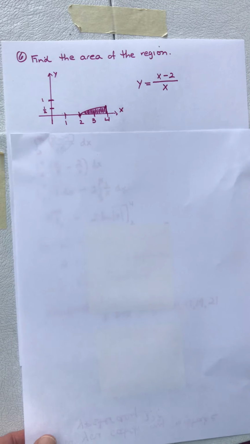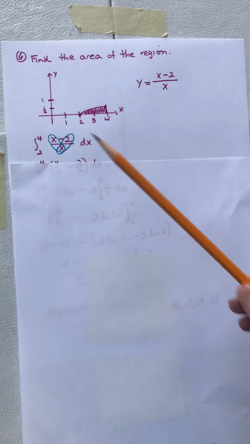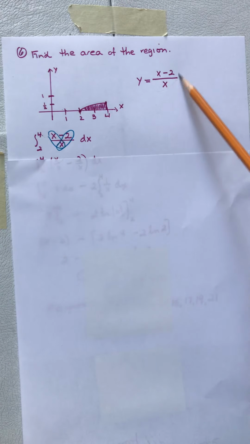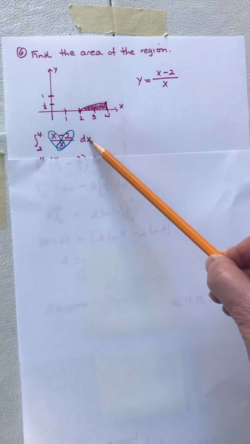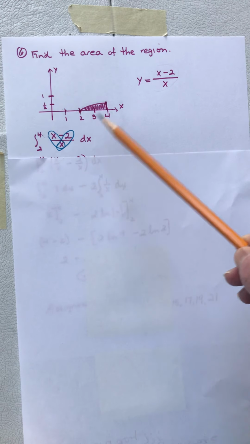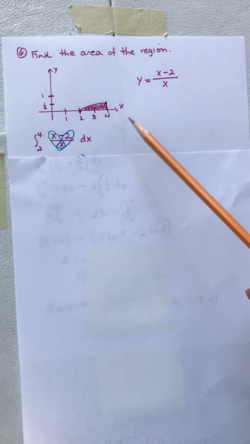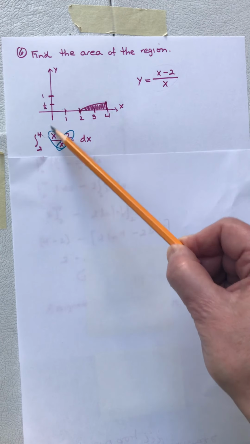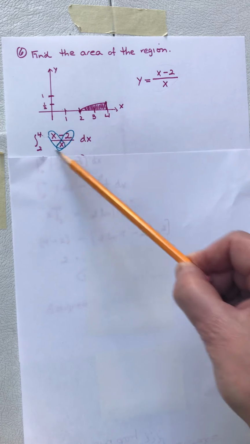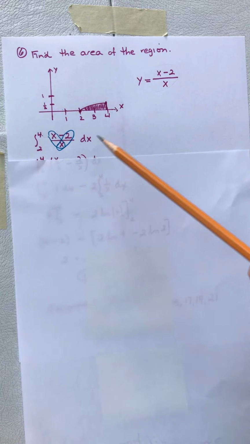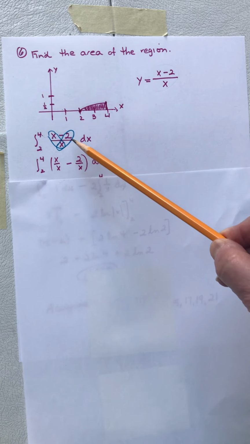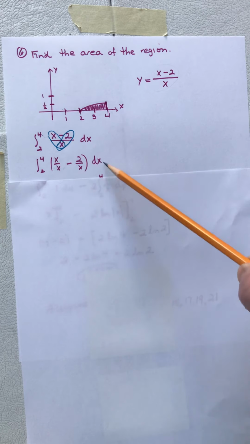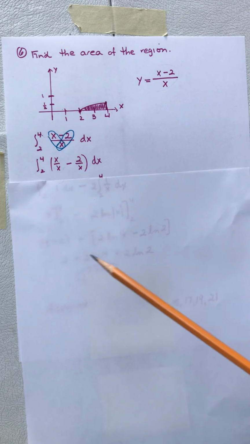So we have to set up the integral. So it's the integral from 2 to 4. And then we write our function with a dx. Now, if you recall, when we integrated before and we had a monomial, one term in the denominator, we split this up. So I'm going to split that up like we did before. So I'm going to have x over x minus 2 over x dx, from 2 to 4, we're integrating that.